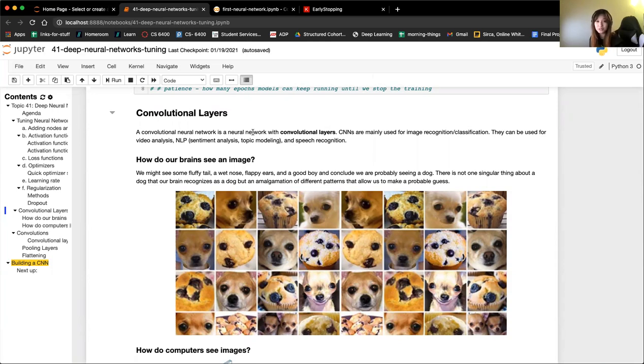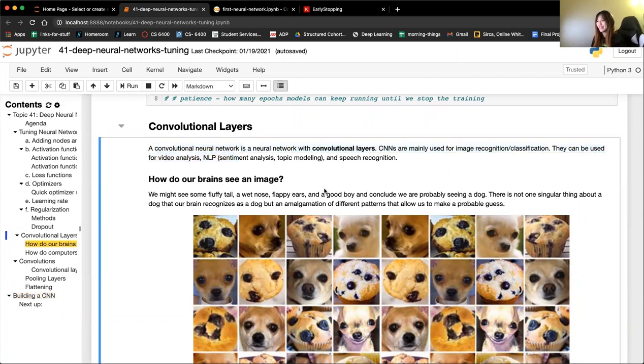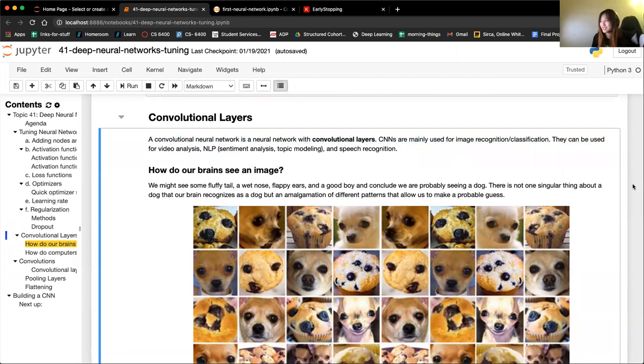Any neural network with convolutional layers is called a convolutional neural network. CNNs for short are mainly used for image recognition or classification. They can be used for video analysis, NLP as well, although not as likely, as well as speech recognition. You can also use convolutional layers for analyzing waveforms. That's a cool application I've seen of it, but most commonly they're used for images.